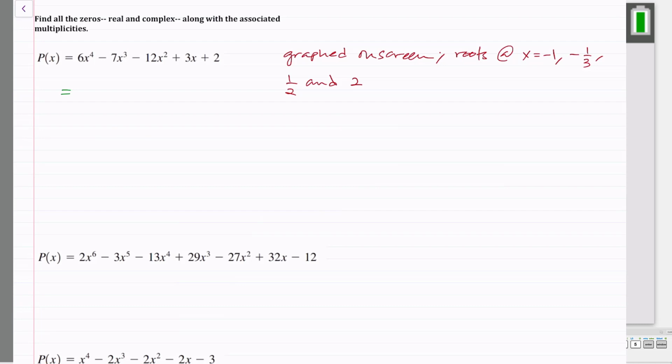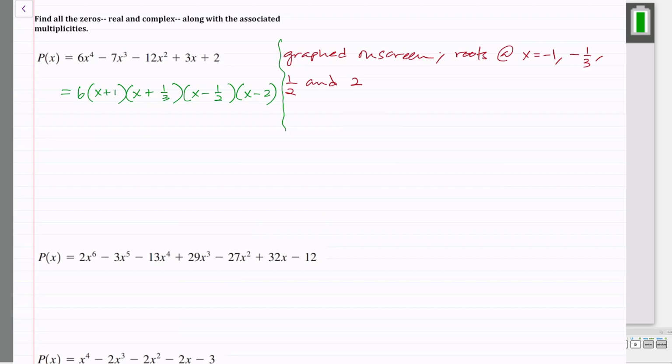You can see that the leading coefficient is 6, and so you can pull that out if you want. It's fine to leave it out. But we have a root at -1, so that would be x plus 1. We have another root at -1/3, and so that would be x plus 1/3. We have a root at 1/2, so that would be x minus 1/2. And we have a root at 2, and that would be x minus 2. I guess I should wall that off a little bit there like that.